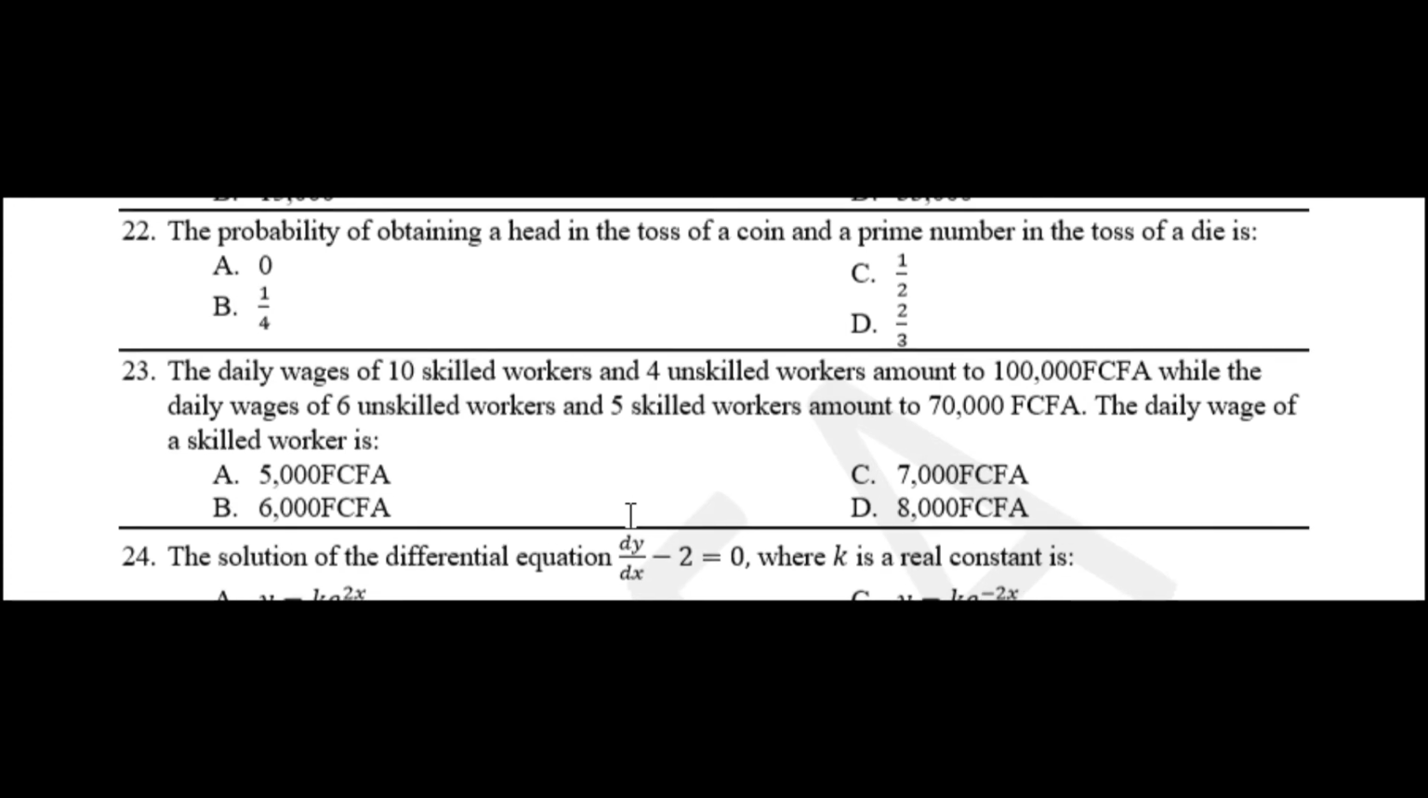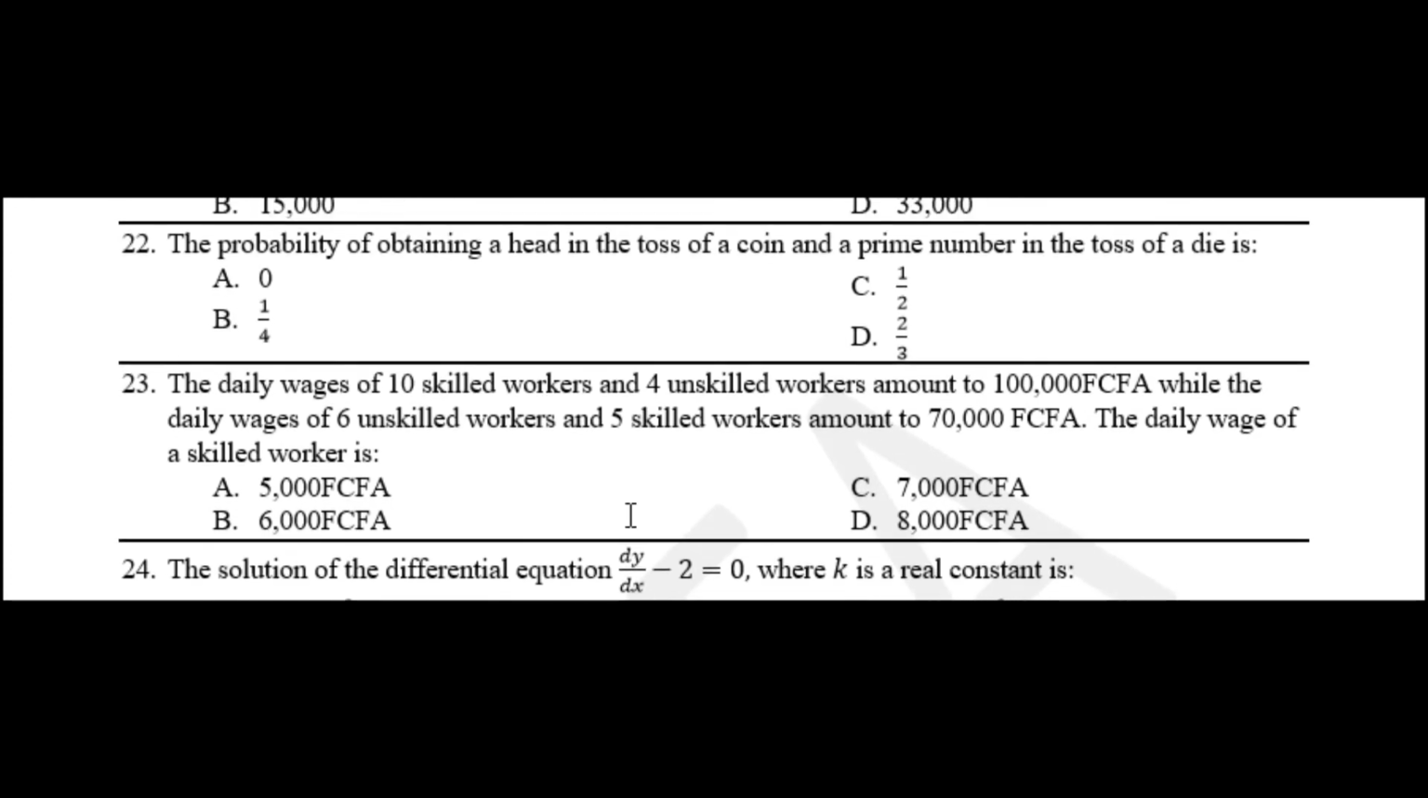Now a die has 6 numbers: 1, 2, 3, 4, 5, 6. How many prime numbers are there? 1 is not a prime number, 2 is a prime number, 3 is a prime number. So those are the only prime numbers there. So we have 2 prime numbers.